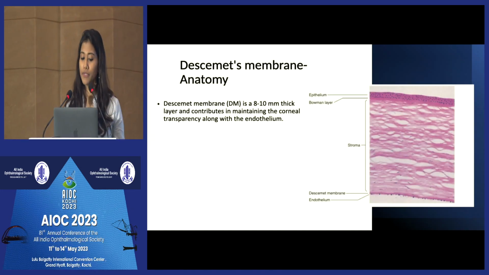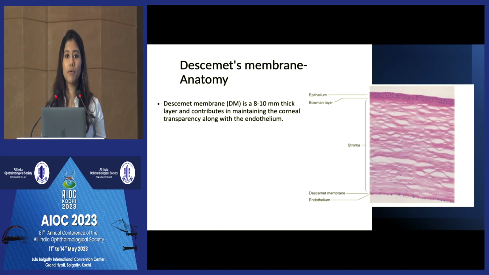I will be talking about the anatomy, etiopathogenesis, and the classification of Descemet's membrane detachment. So, going by a brief anatomy, the Descemet's membrane is located in the posterior stroma and it measures about 8 to 10 mm in thickness. And it, along with the corneal endothelium, helps us in maintaining the transparency of the cornea.